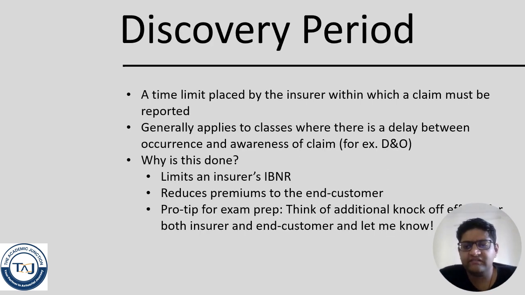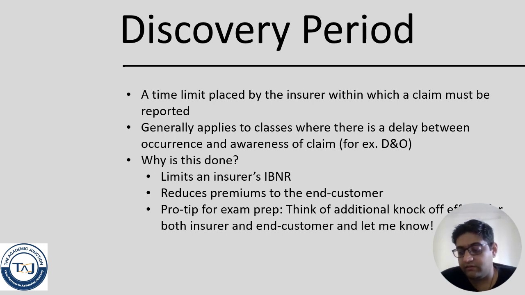What do we mean by a discovery period? A discovery period is basically a time limit that is placed by an insurer within which a claim must be reported. It's a very simple point. If I have a discovery period of 15 days, it basically means that if there is a claim event that happens in which the policy can trigger, I have to notify the insurer within 15 days of the claim happening. It generally applies to classes where there is an inordinate delay between occurrence and awareness of claims. For example, D&O, E&O, CGL, and these kind of policies, right?